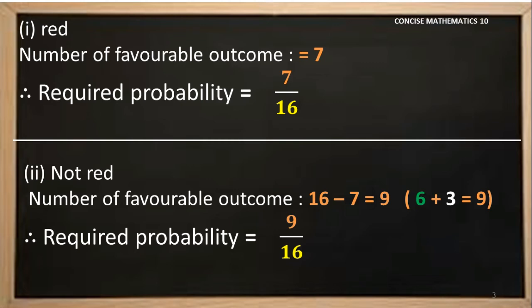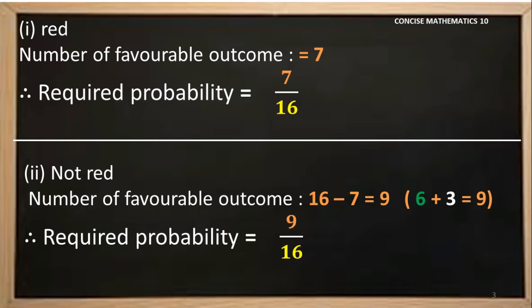So try to understand this question, children. Out of 16 balls, 7 are red. So the difference, 16 minus 7, is equal to 9. So 9 are the balls which are not red. Or this question can be understood in another way, that is, not red means it can be green or white balls. So totally there are 6 green balls and 3 white balls. Hence the result is 9, and the required probability is equal to 9 by 16.